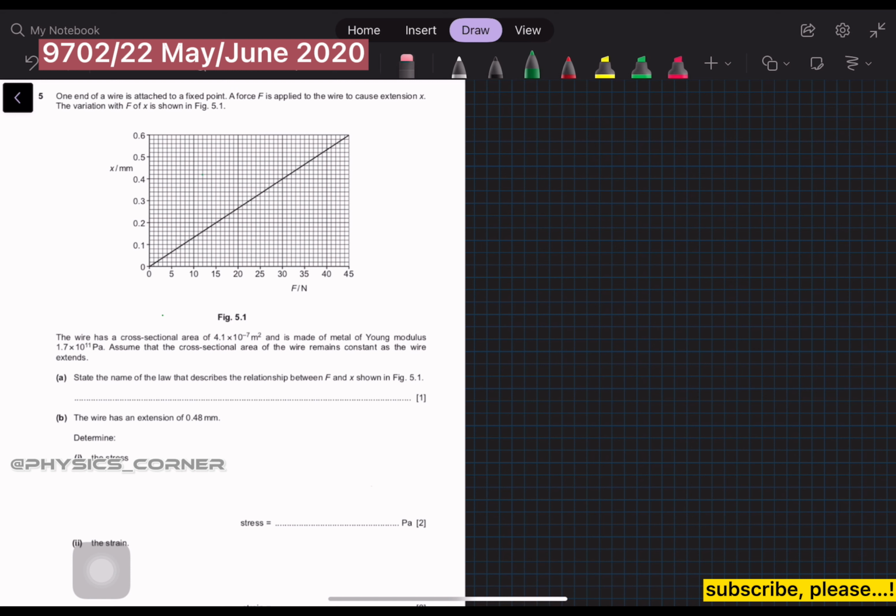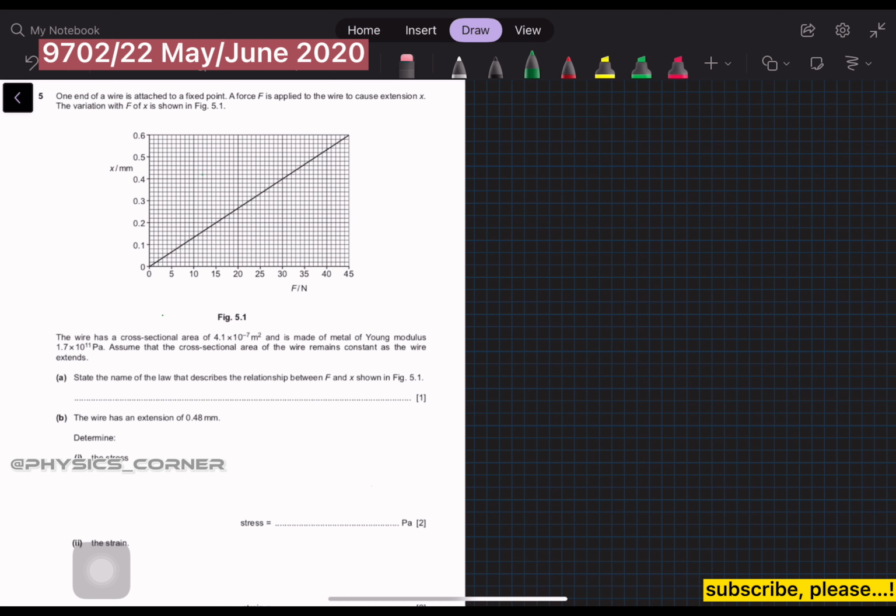Okay, question 5. One end of a wire is attached to a fixed point. Force F is applied to the wire to cause extension X. The variation of F with X is shown in figure 5.1. On the X direction is force, and on the vertical Y direction is X, the extension.